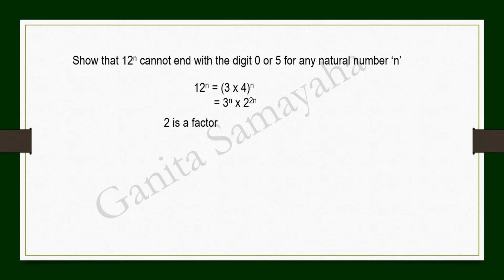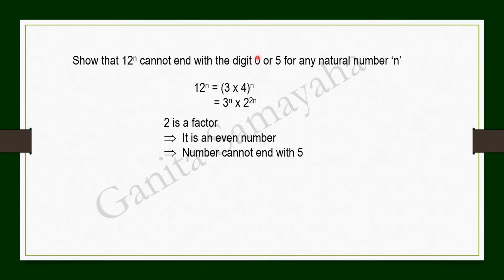So, 2 is a factor. It is an even number. So, the number cannot end with 5. That's all. Since 2 is a factor, it is an even number, and it implies that the number cannot end with 5.